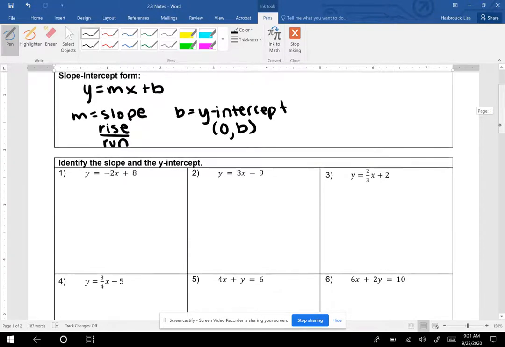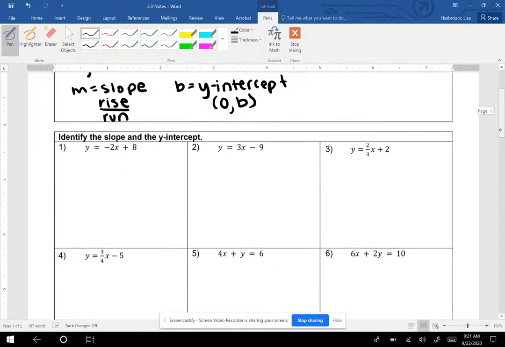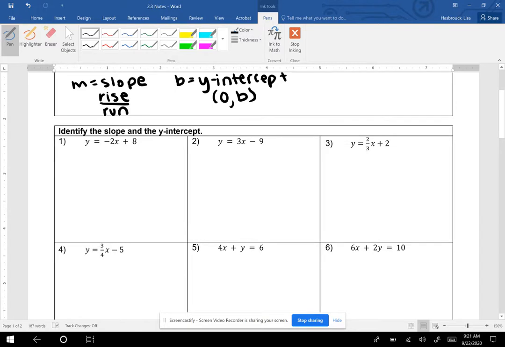So we'll start in these first few problems just by identifying the slope and the y-intercept. For the first problem, we have y equals negative 2x plus 8. Remember, the slope is attached to the x. So m, our slope, is negative 2. Notice I did not put the x with it. X is not included in slope. It's just the number. Our y-intercept is the 8. As a point, it's 0, 8.